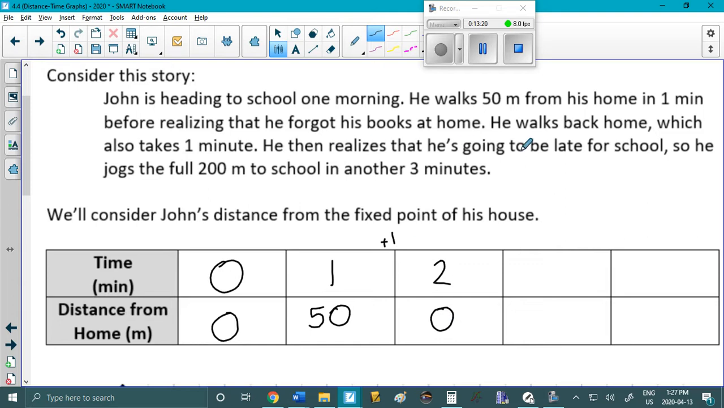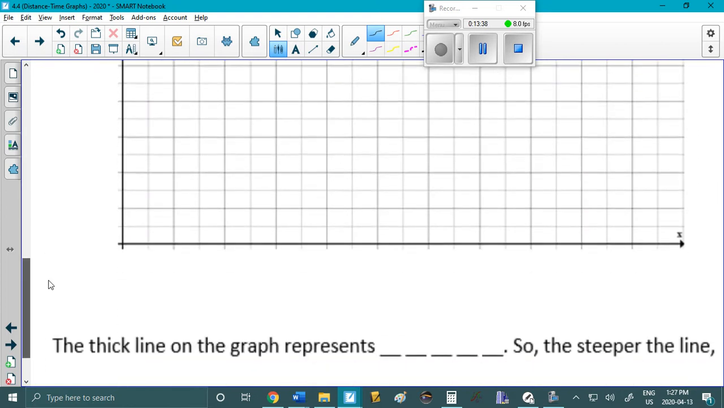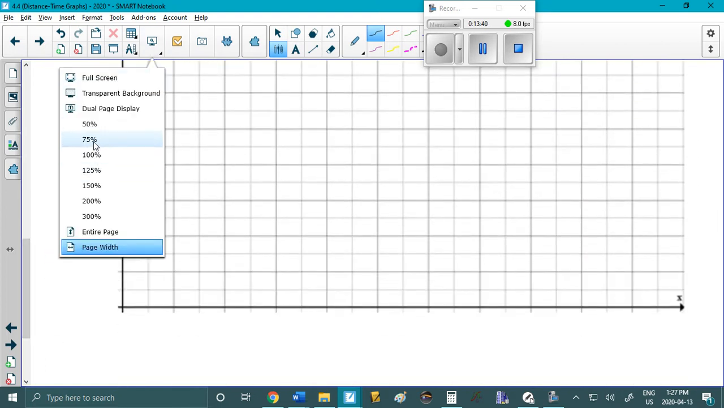He then realizes he's going to be late, so he jogs the full 200 meters to school. Okay, so in 3 minutes. So another 3 minutes. So we add 3 to the 2 minutes, and we end up with 5 minutes, and he's now 200 meters from home at school. Okay, so what we're going to do is we're going to graph this, just like we did last week.